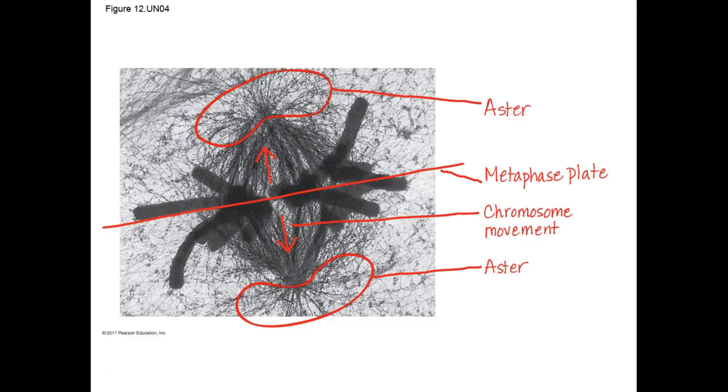You have the aster. These are those microtubules that are just creating a different shape to the cell. You have the chromosomes down the middle, the metaphase plate, and then you also have the movement of these chromosomes to opposite poles. There's some excellent video actually showing this movement of these chromosomes, this tug of war, this pull to opposite poles.